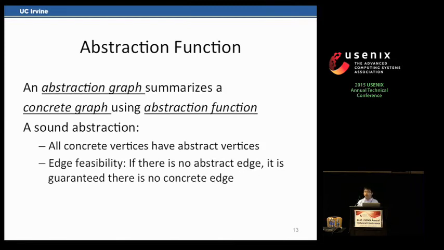We use an abstraction function to build the abstraction graph. The abstraction function, at a high level, can be viewed as a many-to-one mapping, which maps many concrete vertices to one abstract vertex. To perform a sound abstraction, we require some properties. All concrete vertices have abstract vertices. If there is no abstract edge between two abstract vertices, it is guaranteed that there is no concrete edge between any pair of the concrete vertices abstracted by the two abstract vertices.